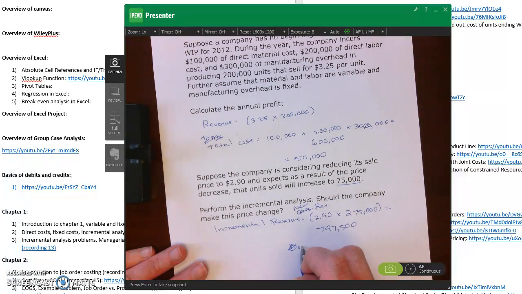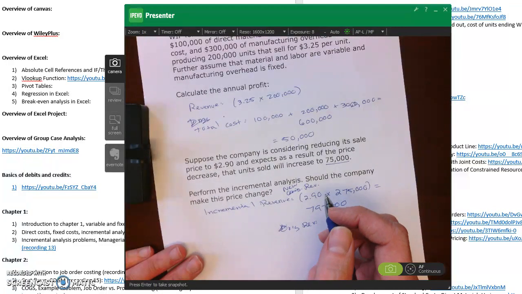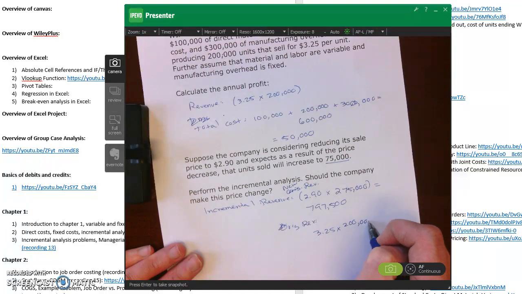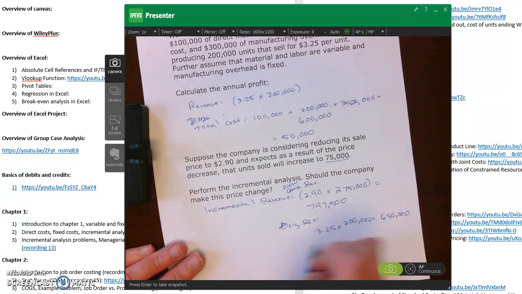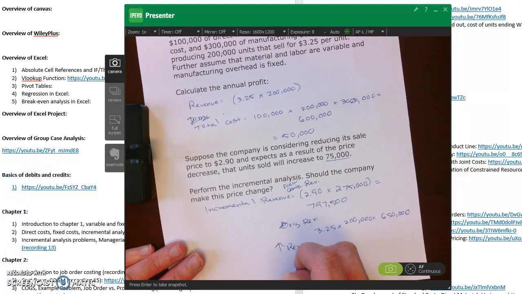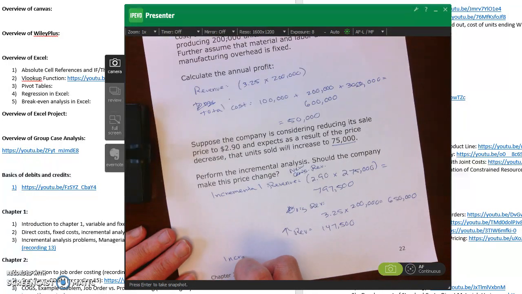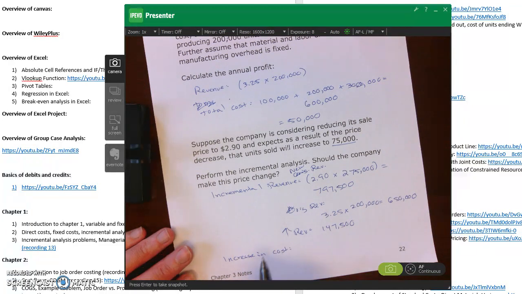And we can say our original revenue is equal to our 325 times our 200,000, which gives us our 650,000. So the increase in revenue is equal to 147,500. Now let's look at the increase in costs. Okay? Which costs are we going to incur?